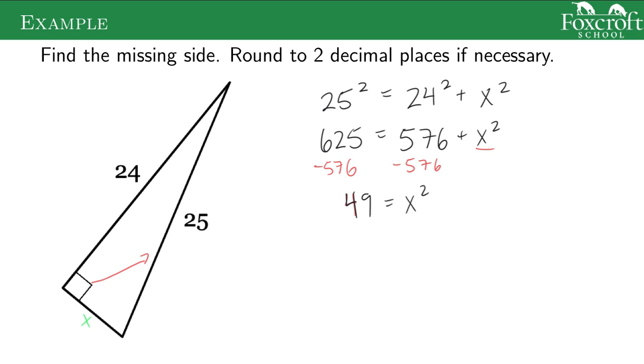And then how do I get rid of the square? I take the square root of both sides. So now I get x all by itself. Technically, when I take the square root of both sides in the equation, I should get plus or minus the final answer. But because I'm talking about the side of a triangle, I don't have to worry about the negative, so it's just going to be the positive answer. And the square root of 49 is 7. So my final answer is just 7. That's the missing side of this right triangle.